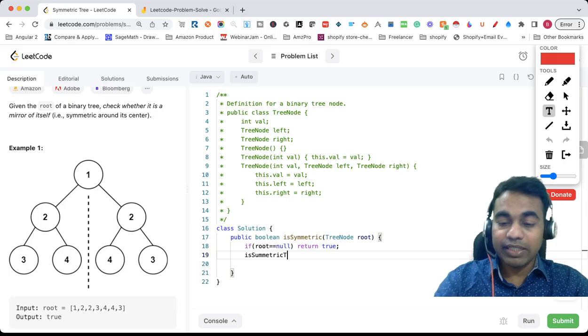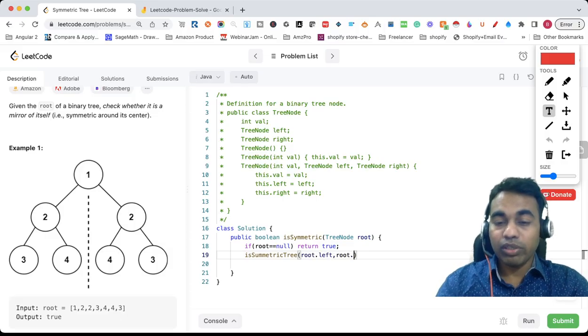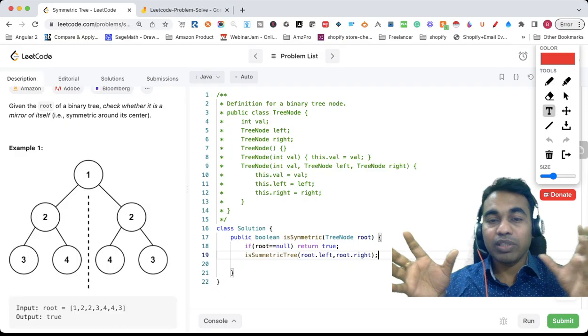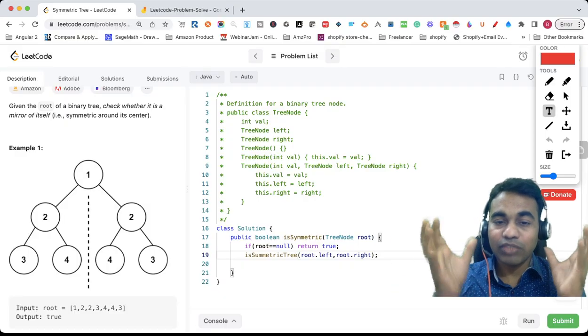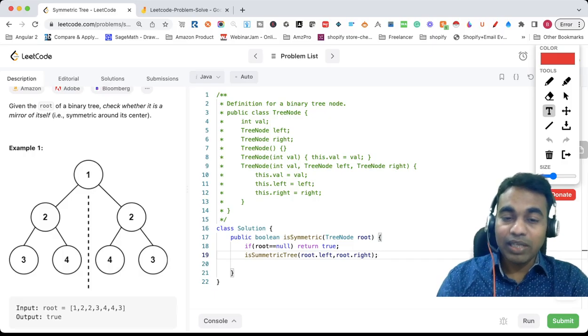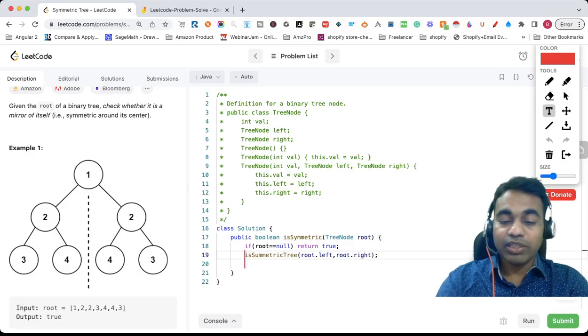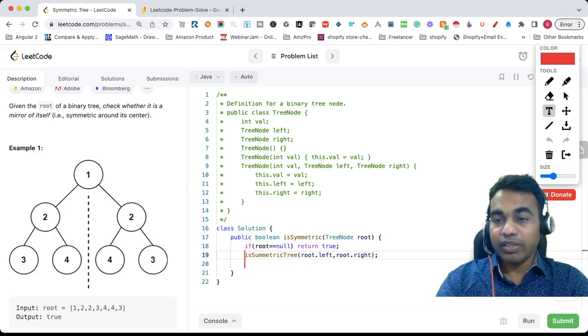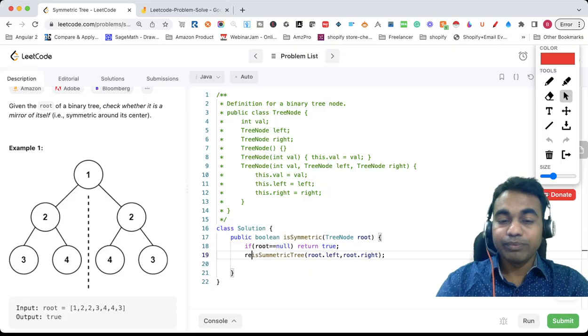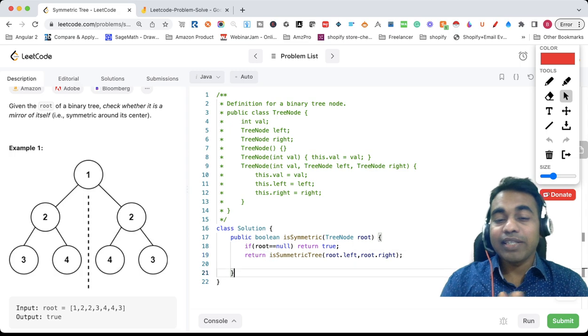Then I will pass the root.left and root.right, right? So that is what I want to compare, whether both the left and right subtrees are mirror to each other or not. So that's why I'm passing two. Whatever value it is going to return, I will simply return it, right?